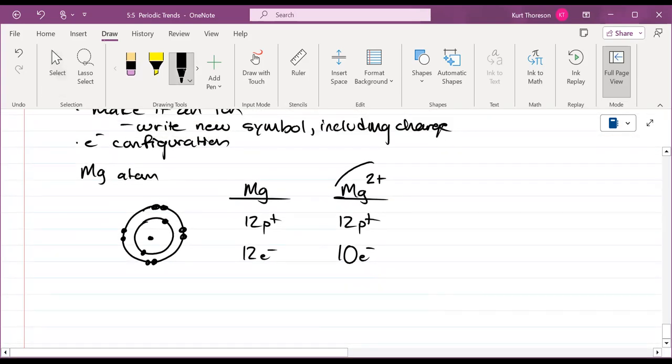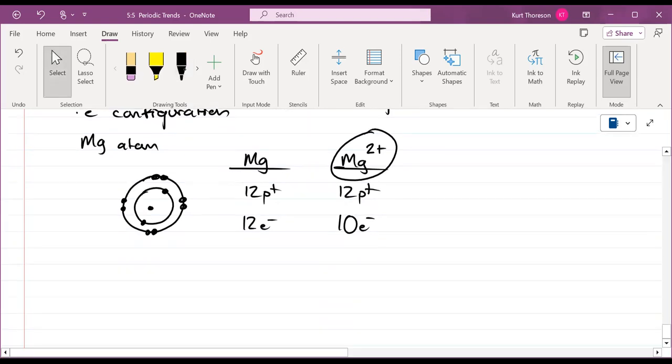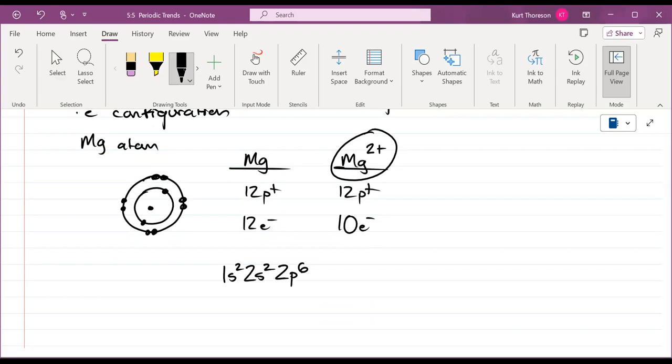The new symbol is going to be Mg with a positive 2 charge. You will then do the electron configuration. It should be 1s2, 2s2, 2p6. What noble gas is a magnesium ion imitating? Every ion that is a positively charged ion is imitating the noble gas that comes before it.